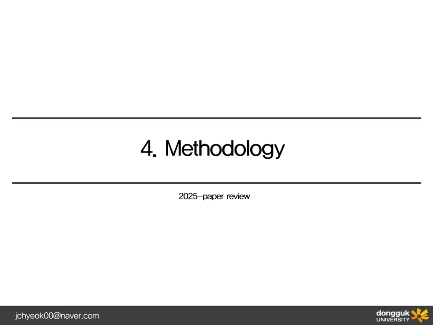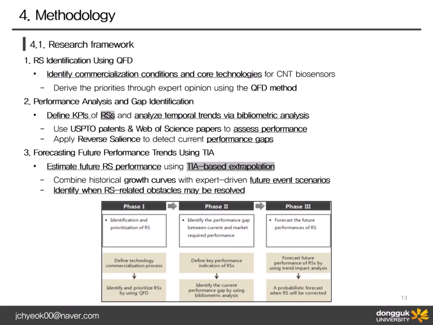This is the methodology section. Looking at the research methodology, the first step is identifying RS using QFD. In this step, the commercialization stage, core technologies, and key physical properties of CNT biosensors are defined. The second step is performance analysis and gap identification.